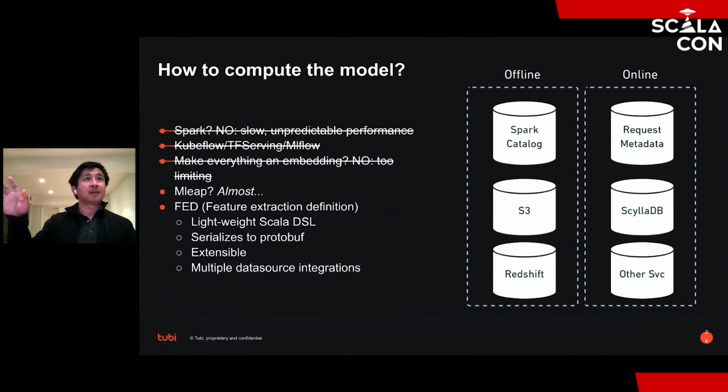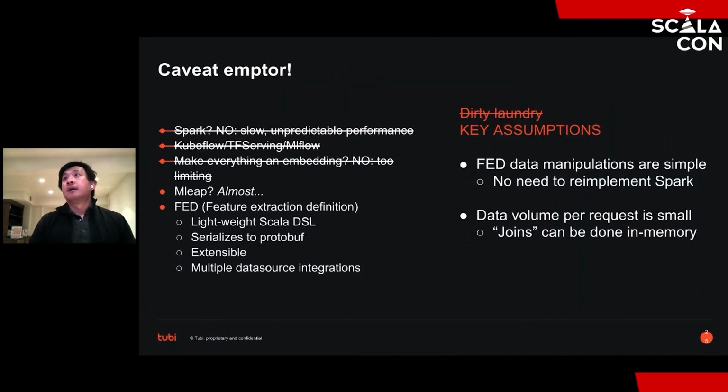In the online context, you want to get data from our online feature store, which we use ScyllaDB for, and then the request metadata itself, and then other services like content, user profile, and so on and so forth.